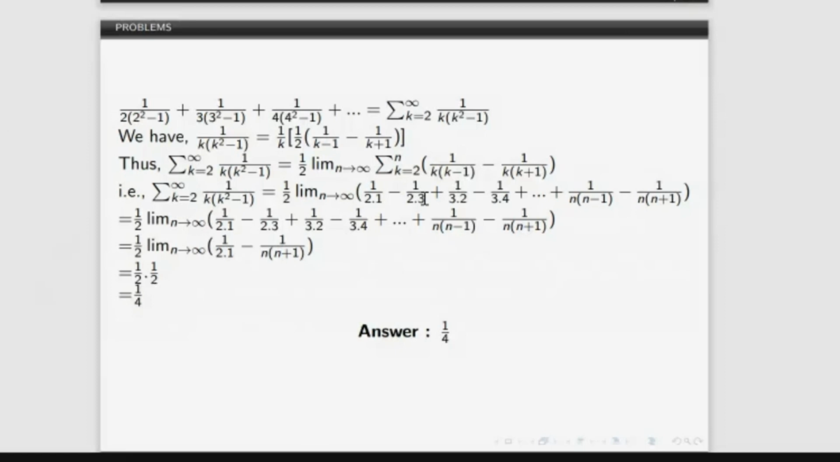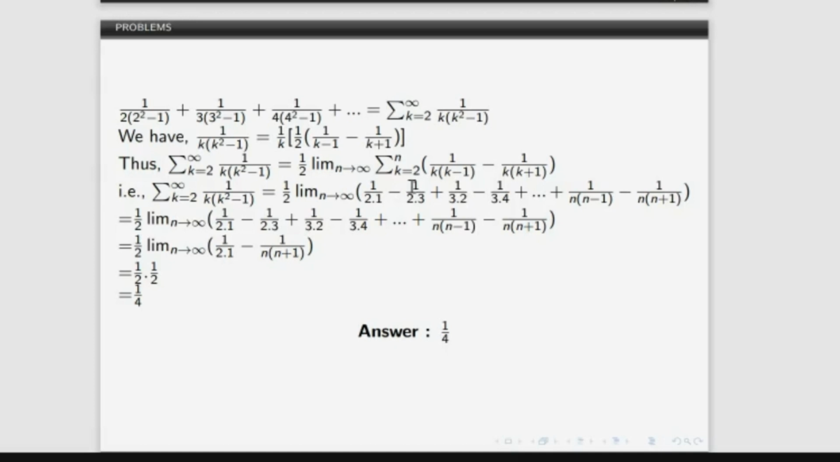So putting 2, I get 1 by 2 into 2 minus 1, which is 1, minus 1 by 2 into 2 plus 1, which is 3. So these two terms are for putting k value equal to 2. Now putting k equal to 3, I get 1 by 3 into 2 minus 1 by 3 into 4. So it goes on like this.